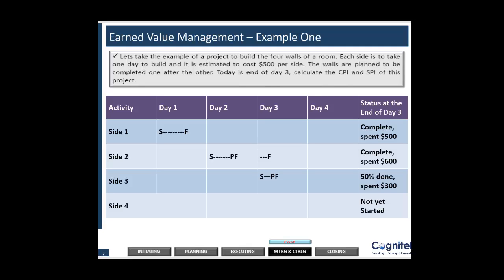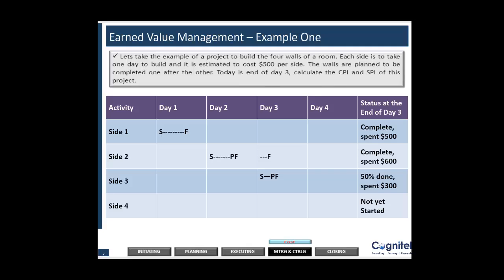So my planned value was basically 3 and my earned value is only 2.5. And what is the actual cost I have incurred till date? My actual cost is 500 plus 600 plus 300, which comes out to be equal to 1400.